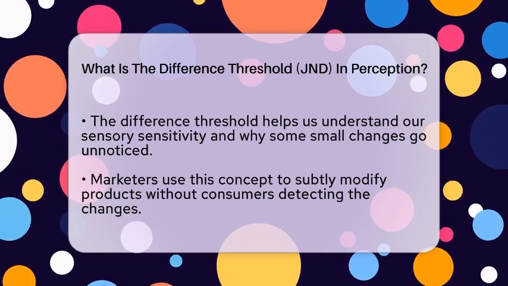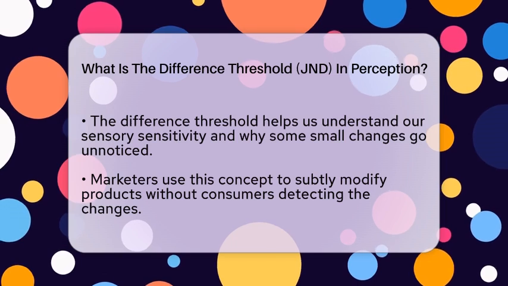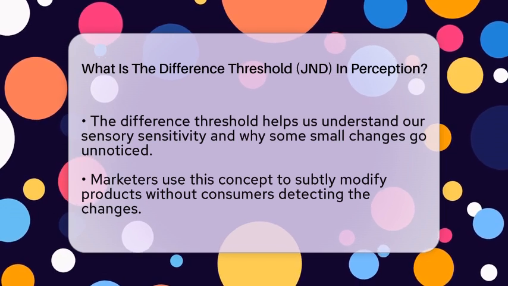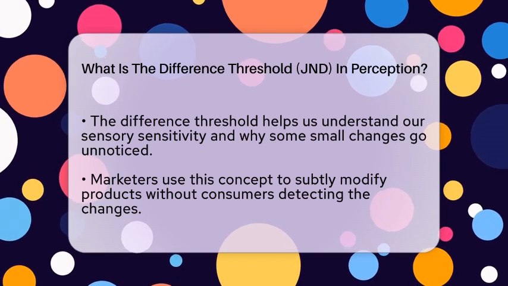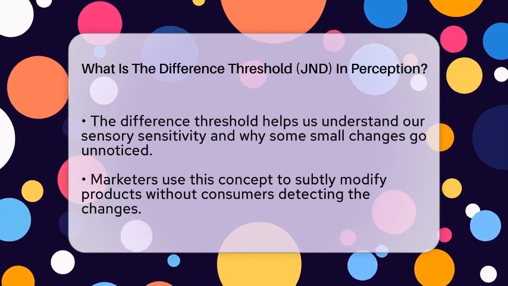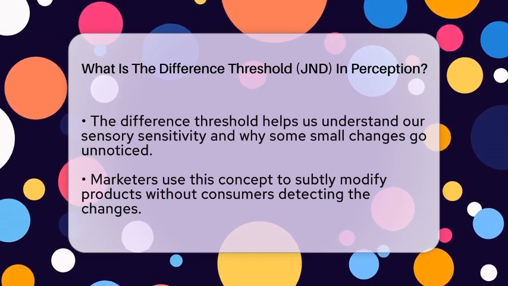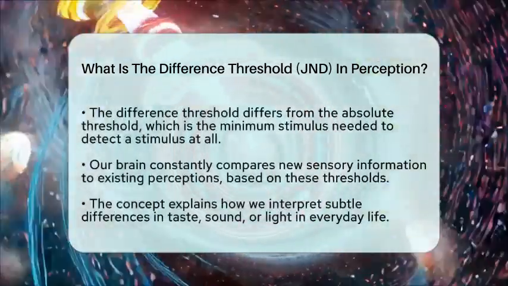Understanding the difference threshold helps us see how sensitive our senses are. It explains why small changes in our environment might go unnoticed, or why we can detect subtle differences in taste, sound, or light. In everyday life, this knowledge is used by marketers to tweak product features without customers noticing. It also shows how our brain constantly compares new information to what we already perceive.